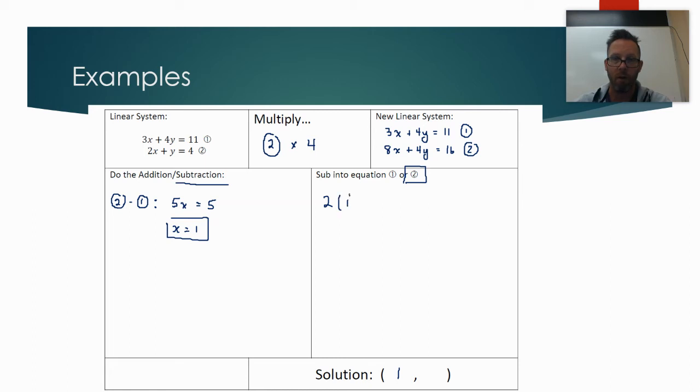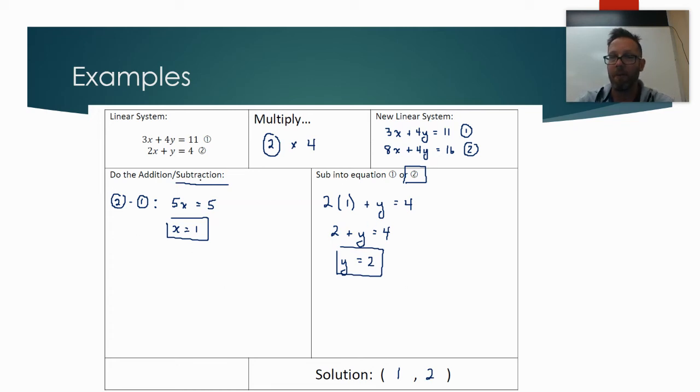So 2 times 1 plus y equals 4. 2 plus y equals 4. Hey, I know that 2 plus 2 is equal to 4. So y is equal to 2. And we've solved this linear system. The solution is the point (1, 2). That's the point of intersection between these 2 lines.